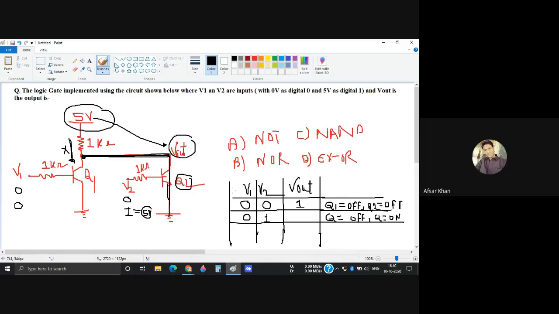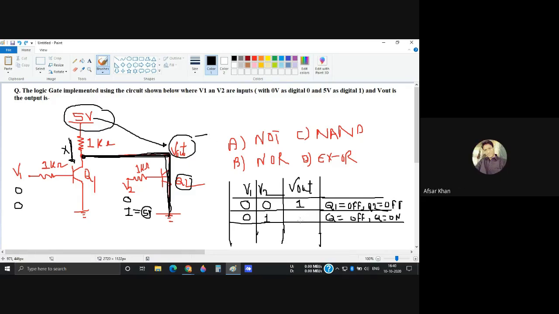Output will be 0. If it is a closed path, a closed switch, there will be no voltage here. So the voltage, after the short circuit, the short path, will be 0. Yes or no? Yes, sir. Output will be 0.